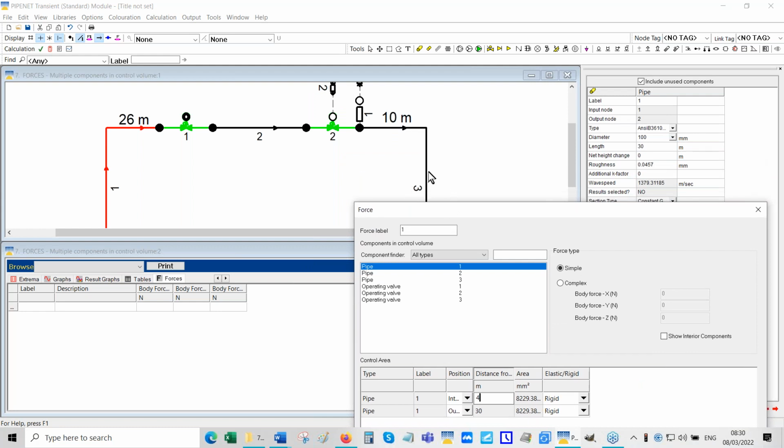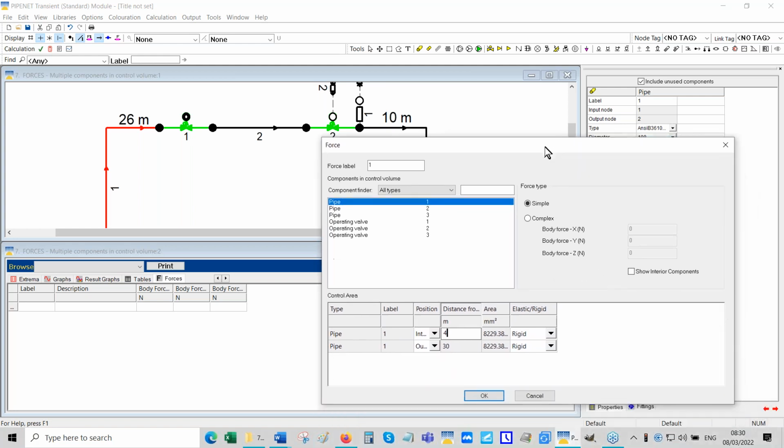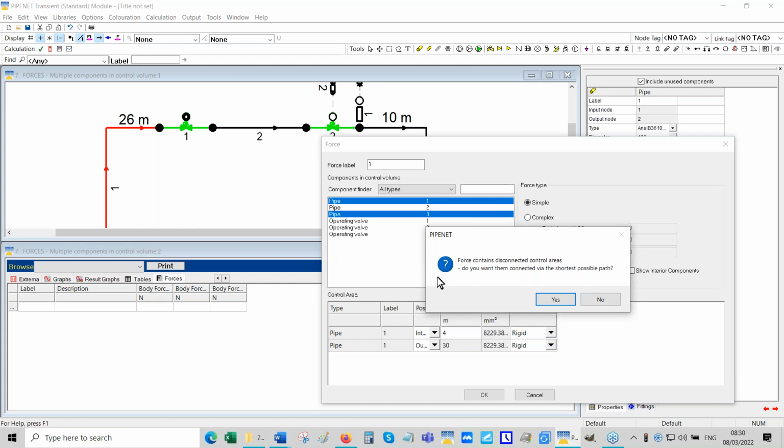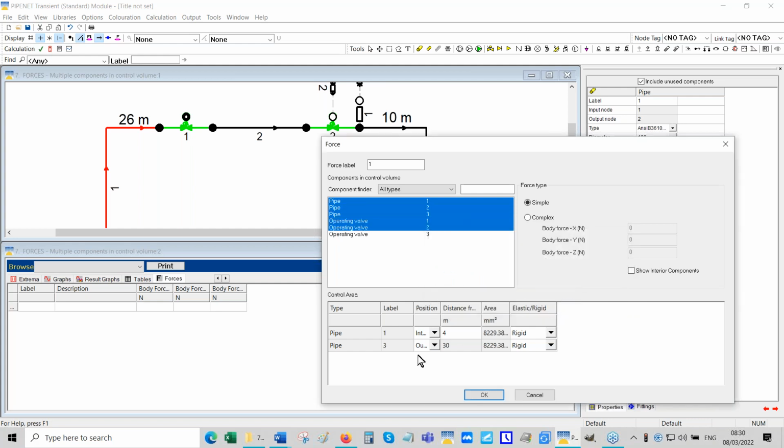Then there's pipe 3, and this elbow is 10 meters from the inlet of that pipe. So click on pipe 3. It gives a warning message. Are you sure that's what you want? And I say, yes, of course. That's what I want. This pipe. It's an interior point, and that's 10 meters from the input node of that pipe.